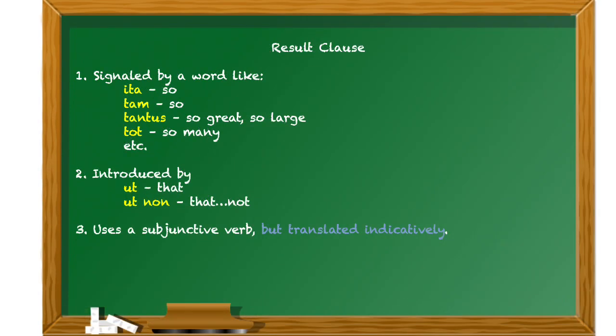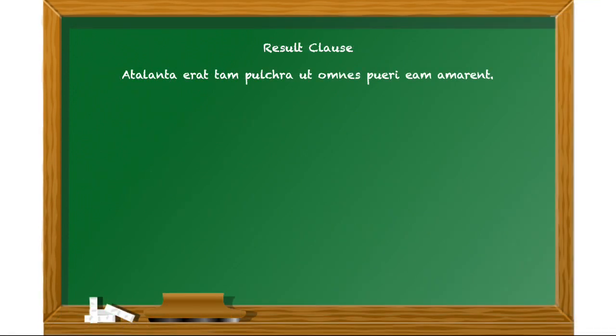And then the third piece, which is definitely different from what you saw with the purpose clause. The result clause uses a subjunctive verb, but it is translated indicatively. And the best way to really get at this is just to see one in action. So let's take a look at this sentence, and if you need to pause the video to copy it, please do so, and then press play.